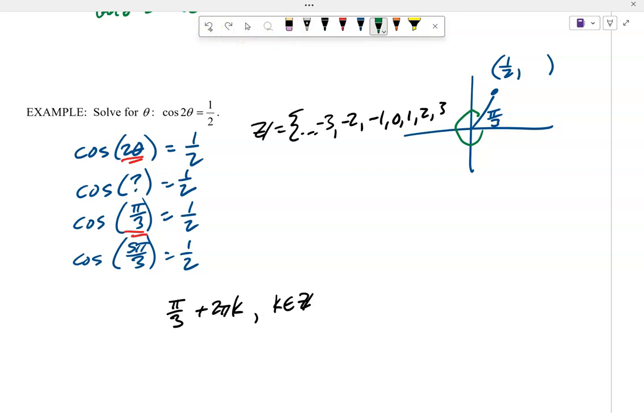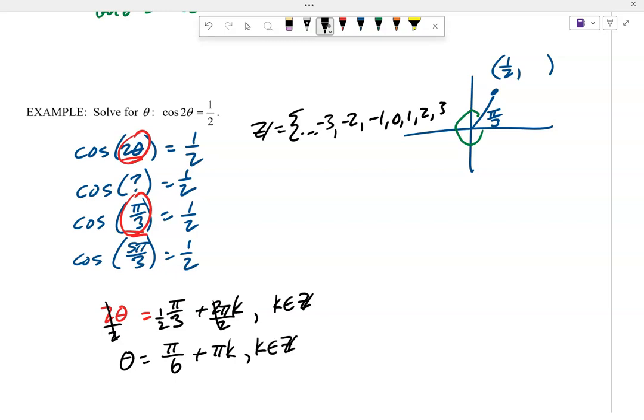And so we know we don't have theta, we have cosine 2 theta. So we're going to set 2 theta equal to that general form for all answers right there at that pi thirds spot, right? And then we're going to divide everybody by 2. And so theta would be pi sixths plus pi k, where k is any integer, okay? There's one of our solutions.